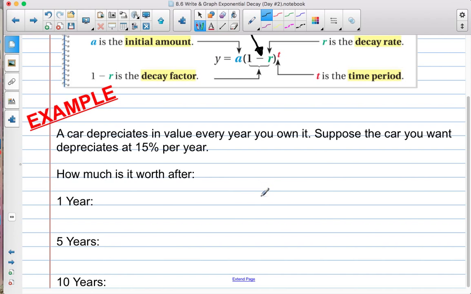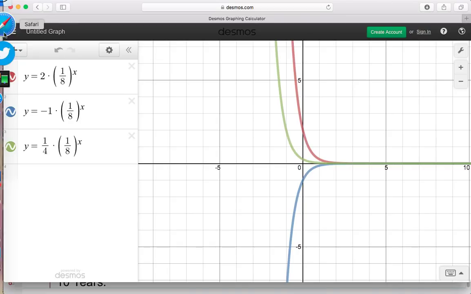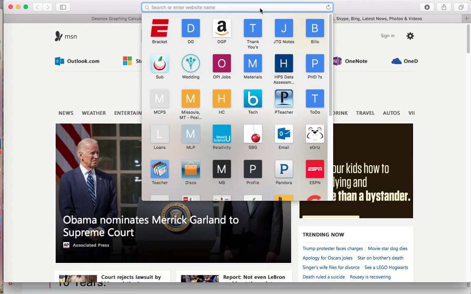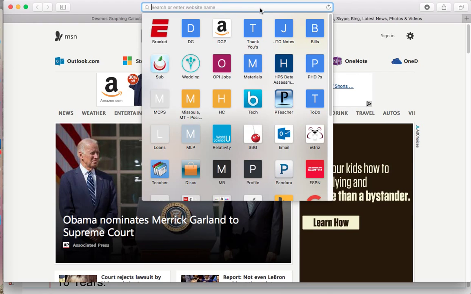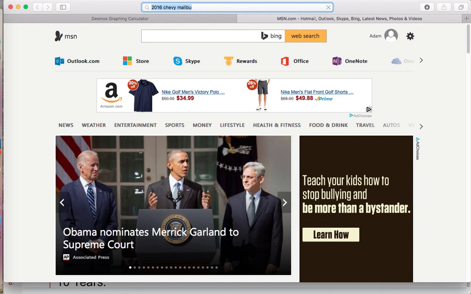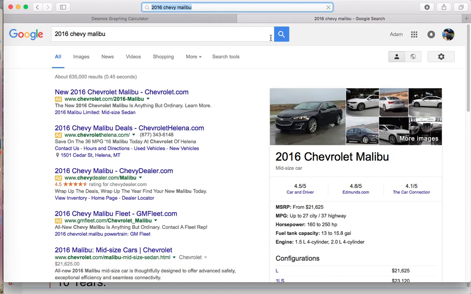Well, first we need to get a value of a car. So to start, let's look up a value of a car. I'm going to go over here and get a new tab, and we're going to go to, let's say just a standard car. Let's do like a 2016 Chevy Malibu, just a very standard car. And they're telling me its suggested retail price is $21,625. Let's just call that $22,000 for sake of example.